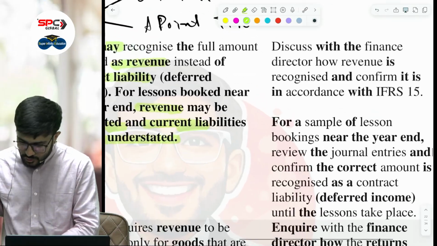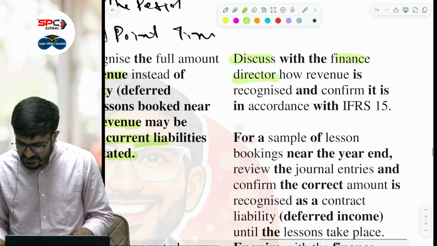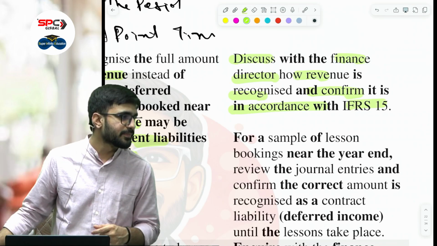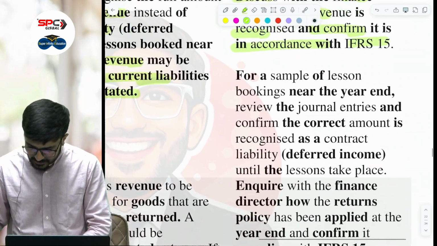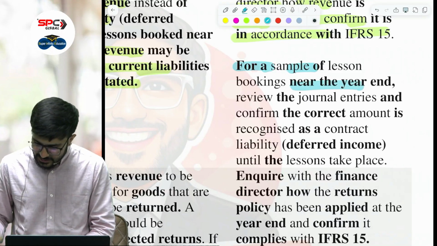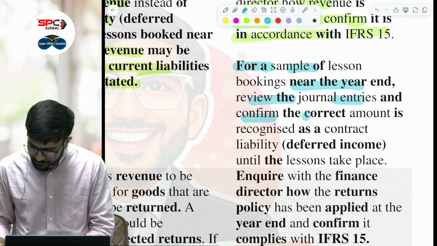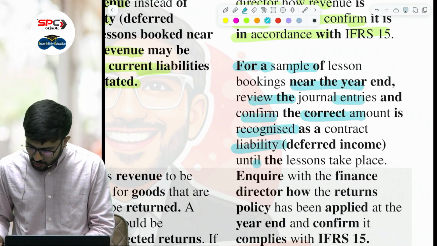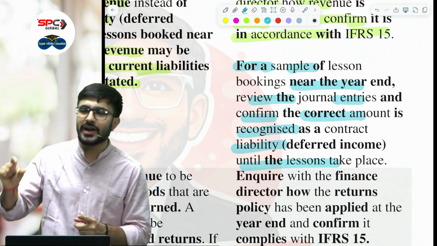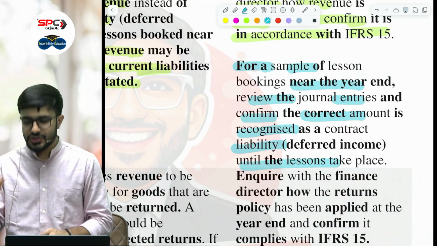Yes sir. So what should we do? We will discuss with the finance director how revenue is recognized and confirm whether it is in accordance with IFRS 15. And for a sample of the lessons near the year end, review the journal entry and confirm the correct amount is recognized as a contract liability. If it is not done, we have to do the accounting properly and make sure at the year end whether the contract liability adjustment is done or not.